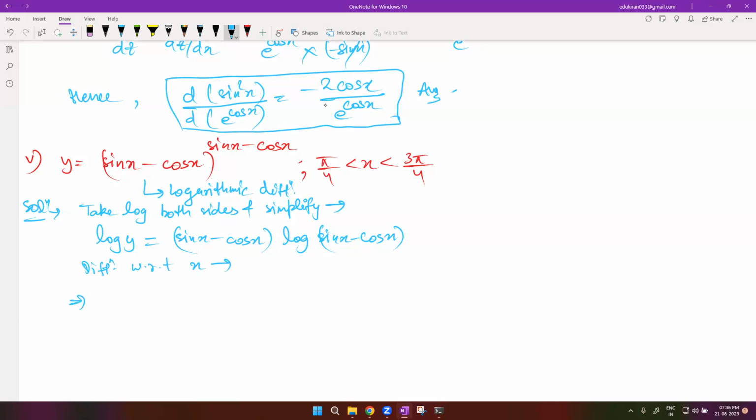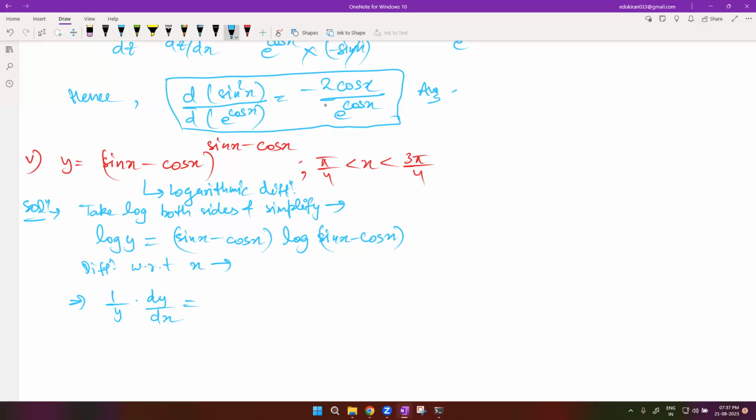Left hand side after differentiation. We are differentiating log y, so it should be 1 upon y into dy by dx. First log, then y. Right hand side, product rule.